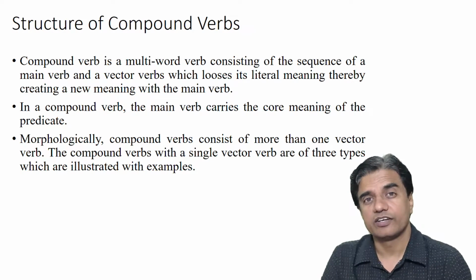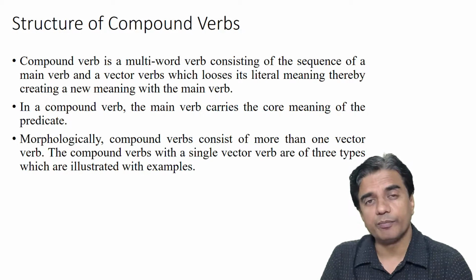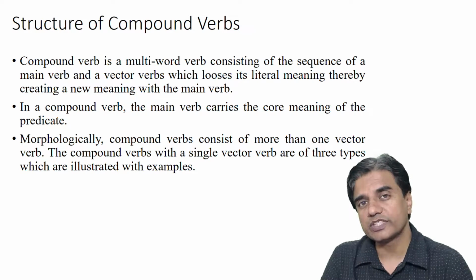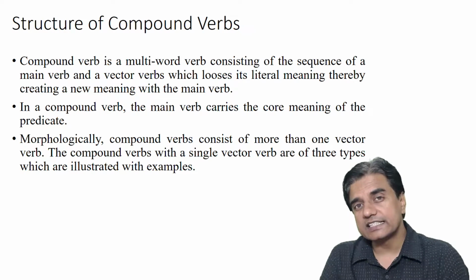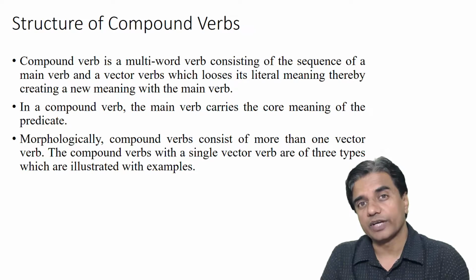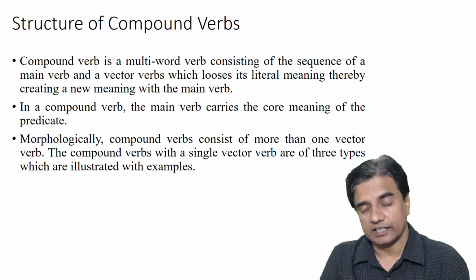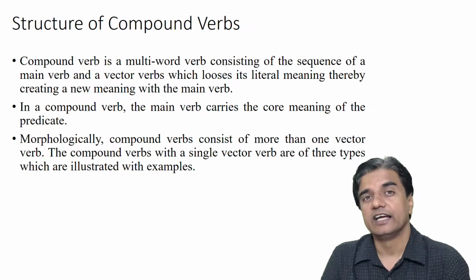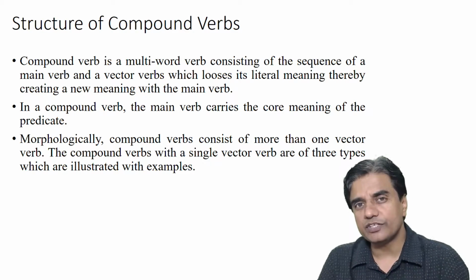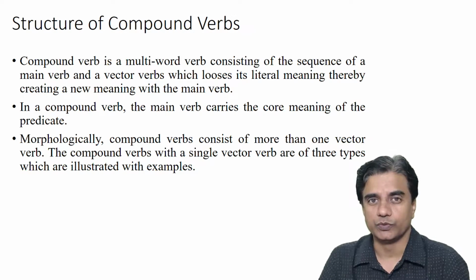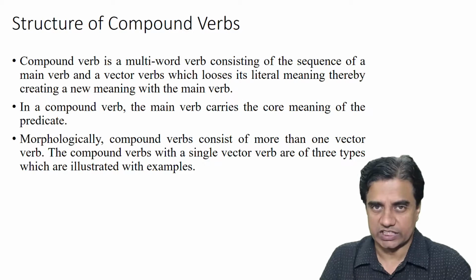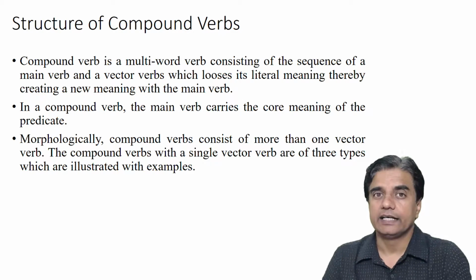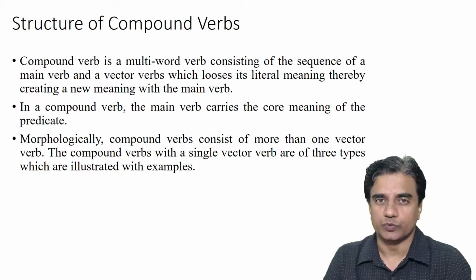Let's keep in mind, we are talking about compound verbs. We are talking about a sequence of two verbs, but it is this syntactic or morphosyntactic operation which helps us understand and which forces us to believe that despite the sequence of two, a main verb and a vector verb, syntactically it is one unit. And on the surface we see two.